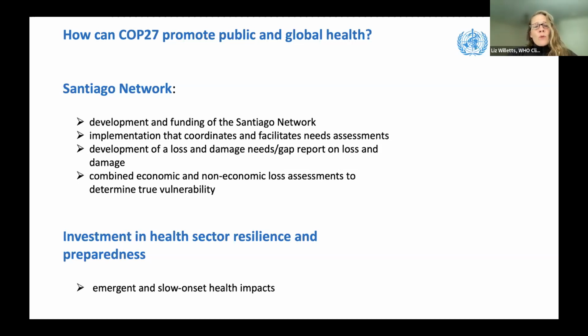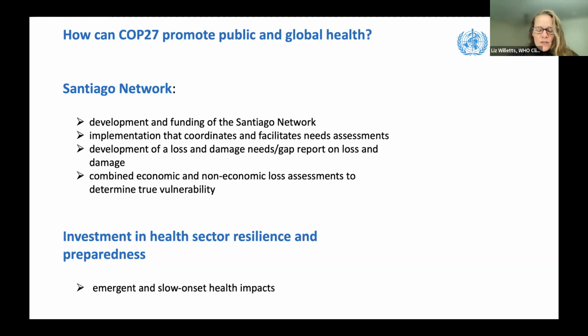Looking at COP27, we are trying to develop our messages on what would best promote public health. And in our view, development and funding of the Santiago network will promote better health response and coordination, preparation, needs assessments. In addition, as Colin was saying, the Santiago network can provide advice unless it's funded to do otherwise. And so implementation of coordinated activity will be important as well.